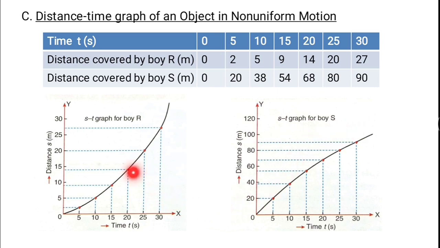As both the graphs are for non-uniform motion, so by seeing the nature, we conclude that the distance time graph of an object in non-uniform motion is not a straight line, but it is a curved line.